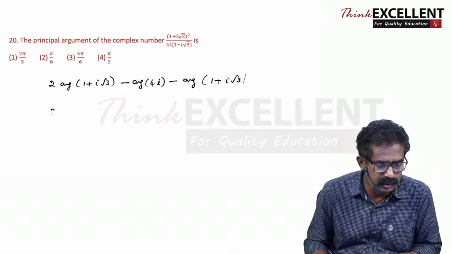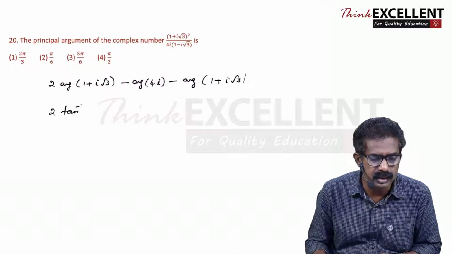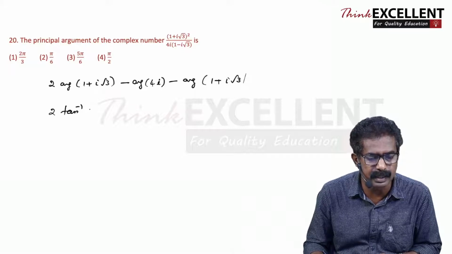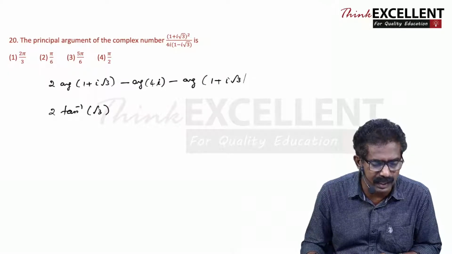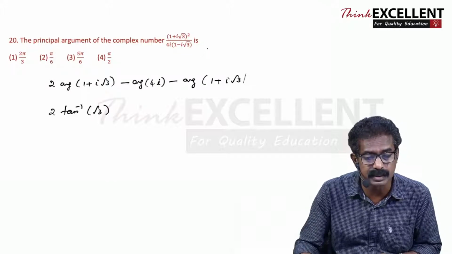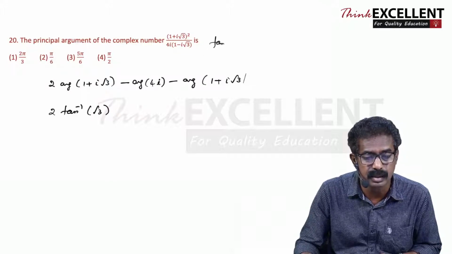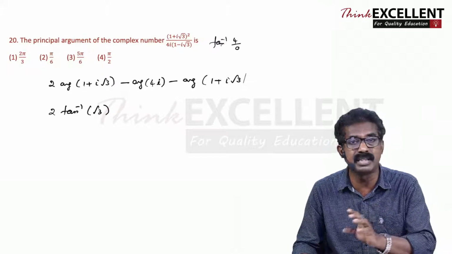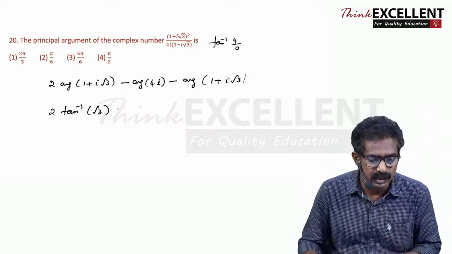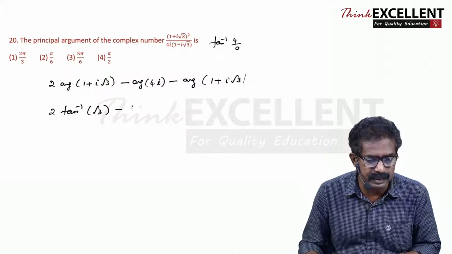See, this is 2 into tan inverse, both plus only, b by a, root 3 by 1, it is root 3. Here 4i, imaginary part is there, right? Tan inverse b by a. 4 by a value, what? 0. So infinity you will get. Tan inverse infinity is what? 90 degrees, so with the minus sign it should be minus 90 degrees.